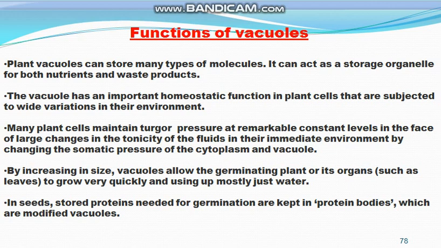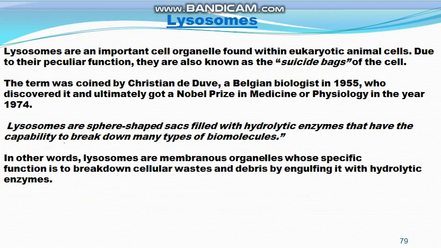Now I will take up the next organelle, and that is the lysosomes. Now what are the lysosomes? Lysosomes are also an important cell organelle within the eukaryotic animal cells. They are present basically in the animal cells, and they are also known as suicidal bags of the cell. That is, the suicide bags of the cell.